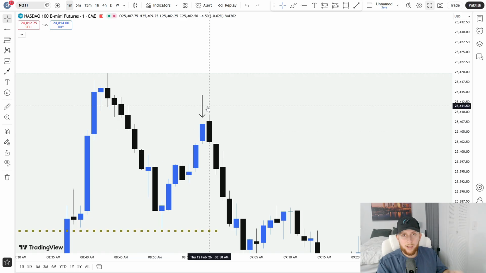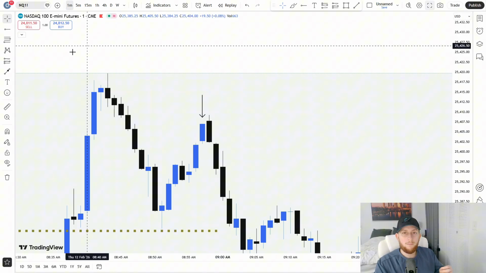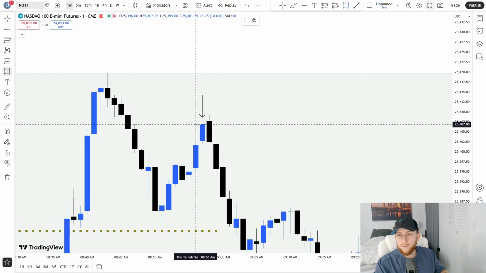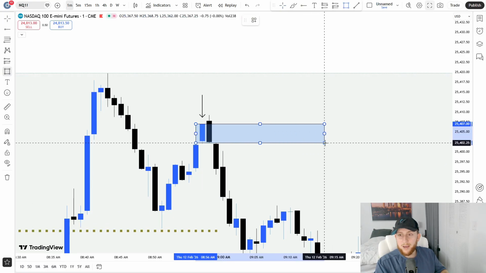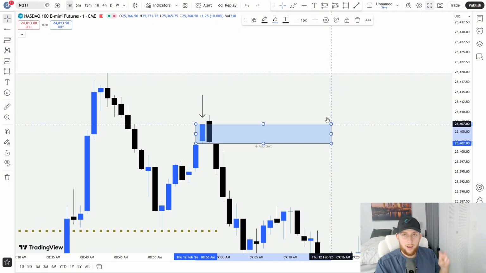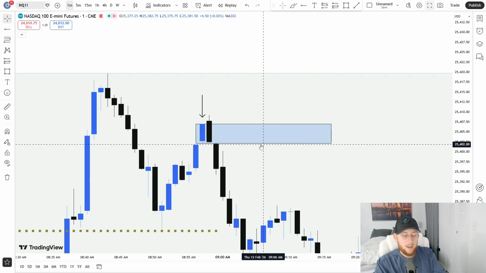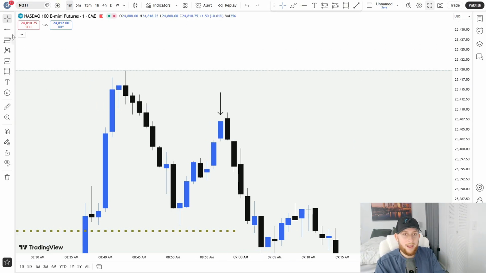When it comes to marking, remember how I said most people mark it out with a rectangle just like this? They will go from the top of the candle to the bottom, and that will be their level of supply or level of demand. But I do not mark out my level of supply or level of demand like this. The way I mark it out is with a line.